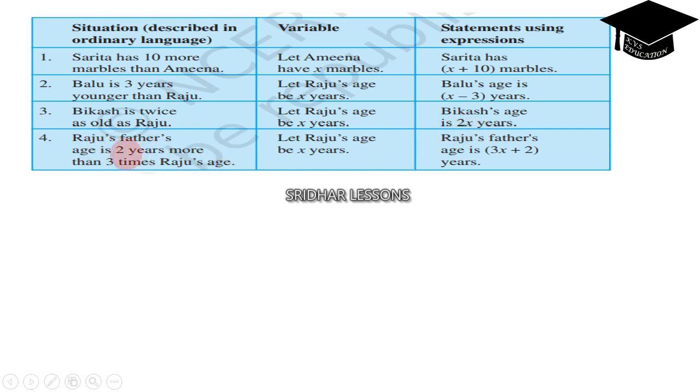Raju's father's age is 2 years more than 3 times Raju's age. Read it carefully. Raju's father's age is 2 years more than 3 times Raju's age. Let Raju's age be x years. Then Raju's father's age is 3x plus 2, because it is 3 times plus 2 years more. Like this we have to formulate.